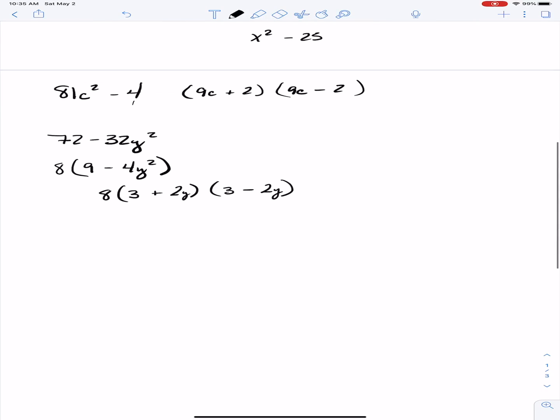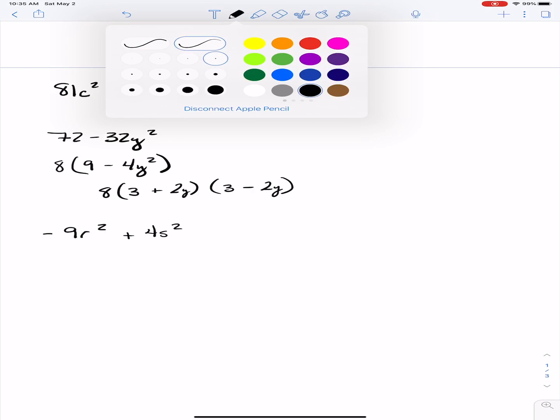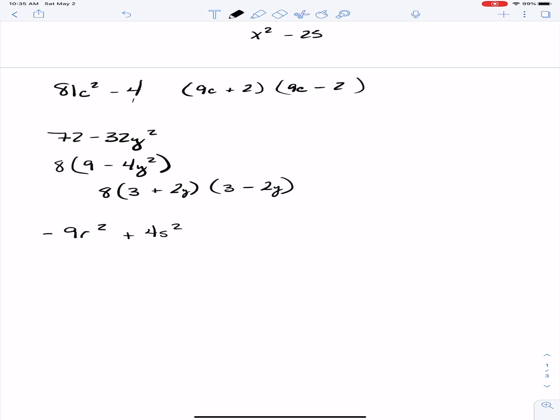How about we look at negative 9r squared plus 4s squared. Okay, so let's ask ourselves, is our first term a perfect square? Well, 9r squared is a perfect square. 4s squared is also a perfect square. There's no center term, but this doesn't match our pattern. We have a positive here. So we can't have a positive times a negative to get us a last term like that. But I'm not going to give up.